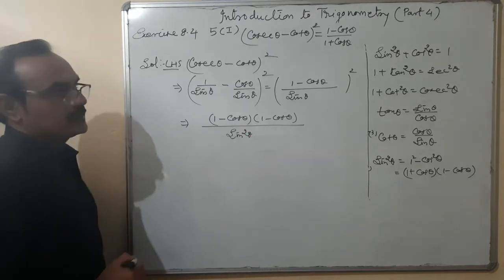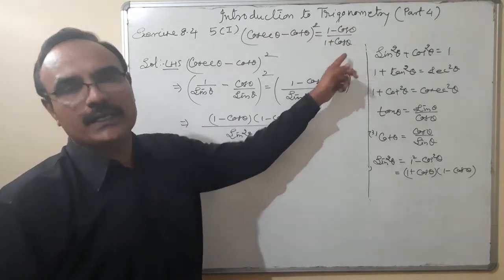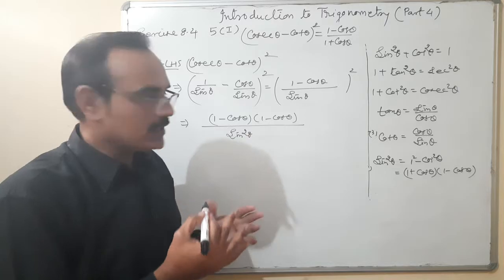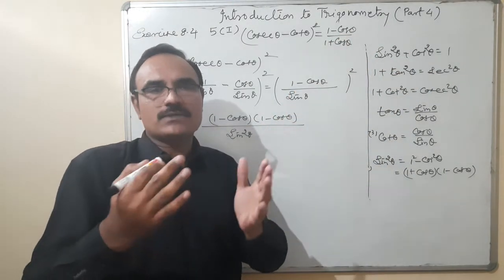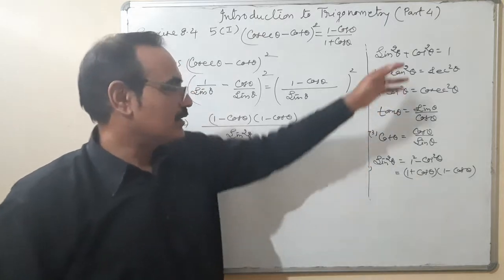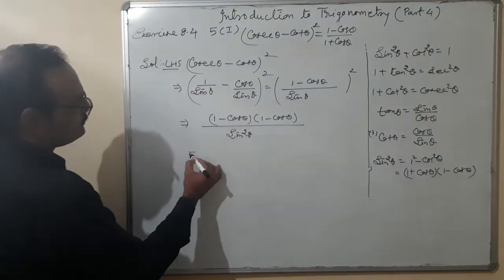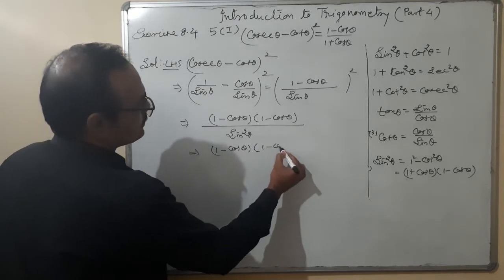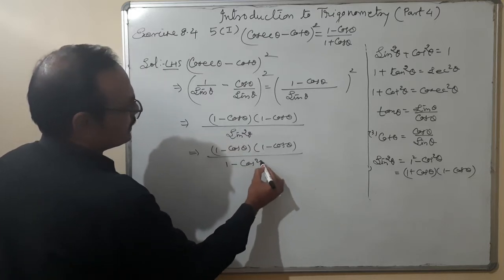Now I'll see the RHS, where 1 minus cos is in the numerator and 1 plus cos on the denominator, and here you will see the sine square theta on the denominator. So first of all, this sine square theta will be converted into the form of cos. So in terms of cos, how to convert sine? Using the identity, sine square theta is equal to 1 minus cos square theta. 1 minus cos theta, 1 minus cos theta, and this is 1 minus cos square theta.